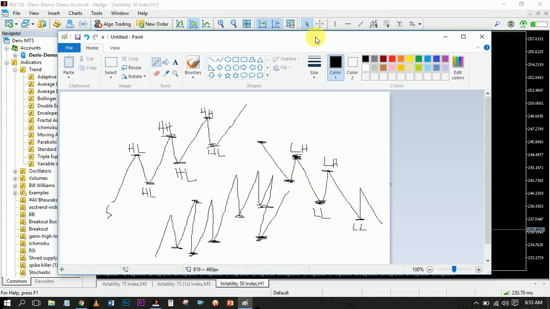So now let's go to our charts and let's see how we can use moving averages to help us make better decisions before entering trades like this.